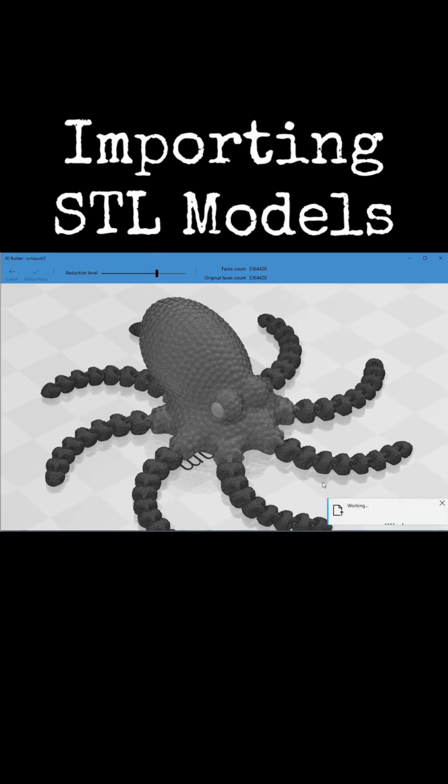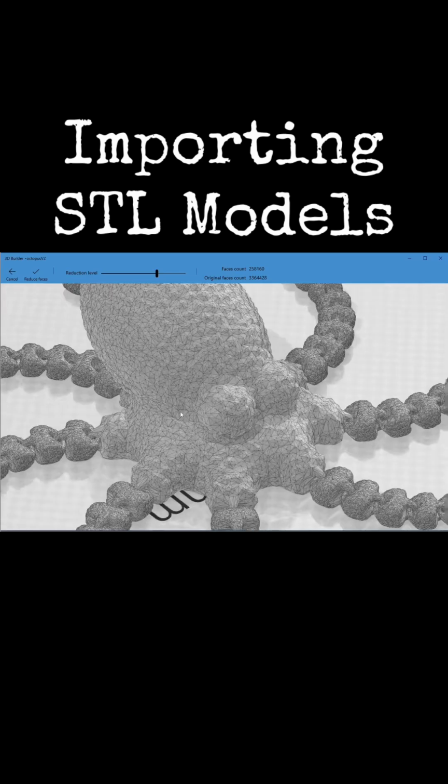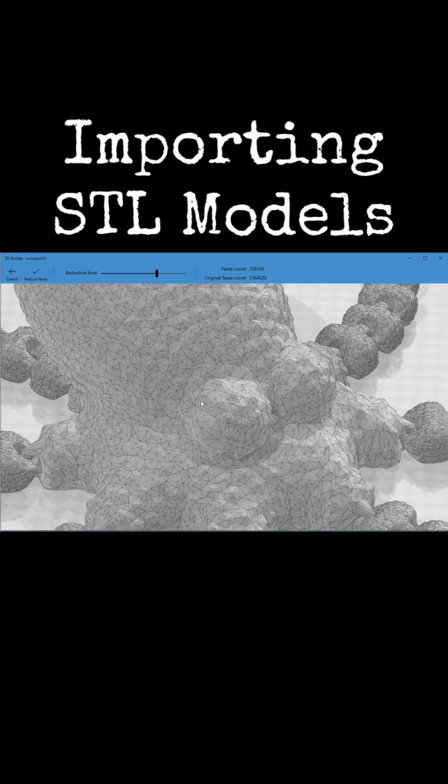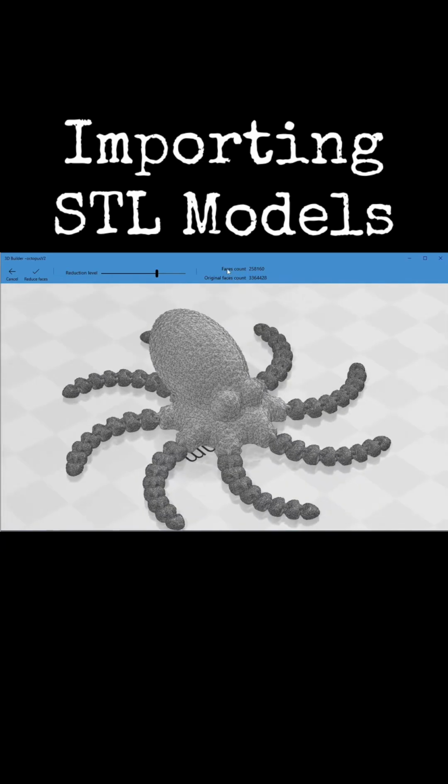There we go. It says it's working on it. We'll give that a chance to work, and this may take some time depending upon how complicated or complex the 3D model is. Once it's done rendering that, we can zoom in here, and you can see all of the individual triangles. We see now that our faces count, or triangles count, is at 258,000.